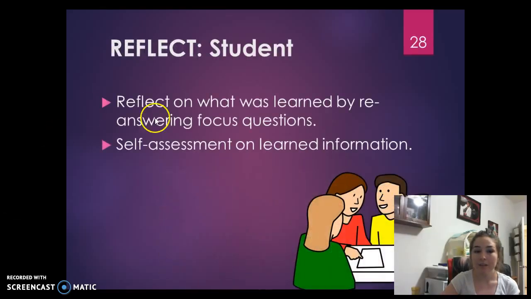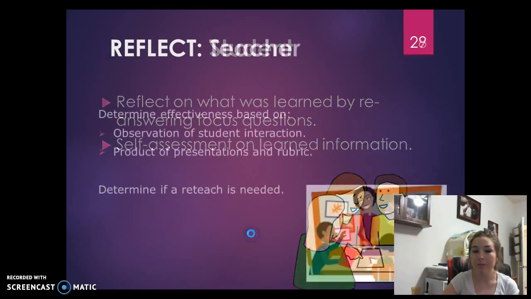To extend, the students should reflect on what they have learned by re-answering their focus questions that are in the guided worksheet, and they should do their self-assessment on all the information that they have learned.